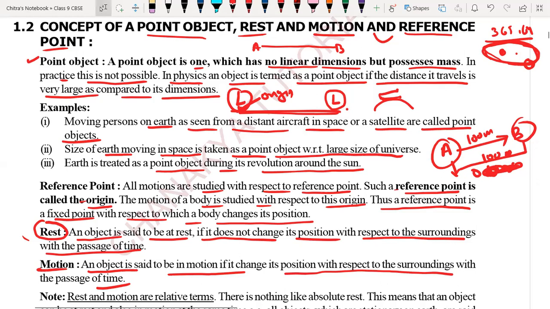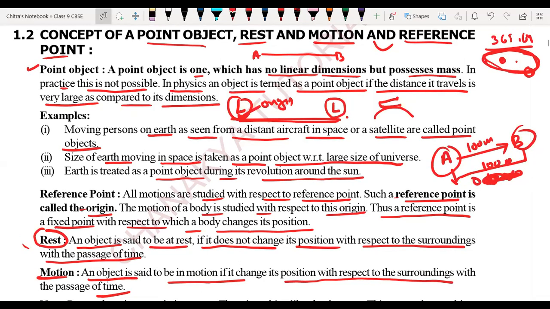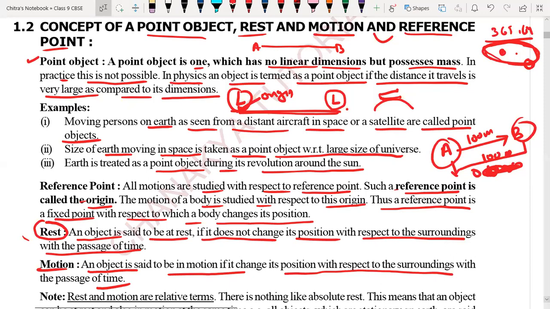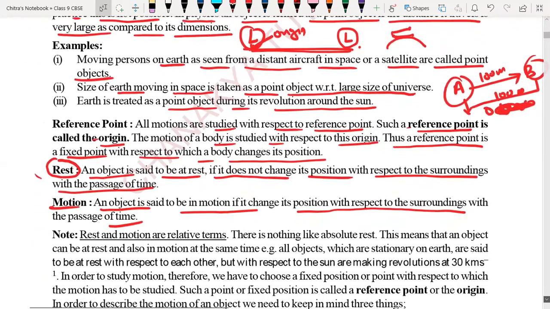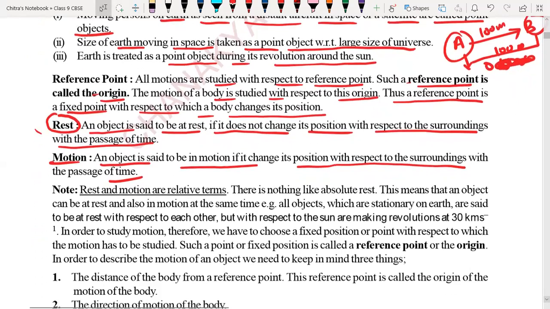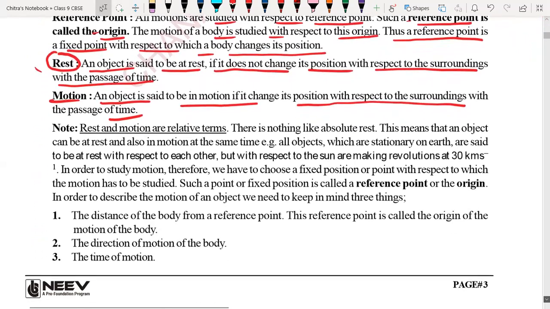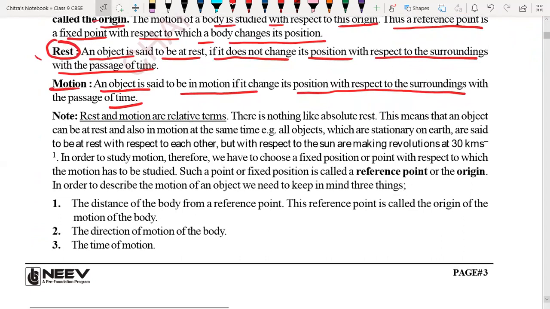Now here we have one important note to keep in our mind. Note: rest and motion are relative terms. Why are they relative? There is nothing like absolute rest. Why is there no absolute rest?